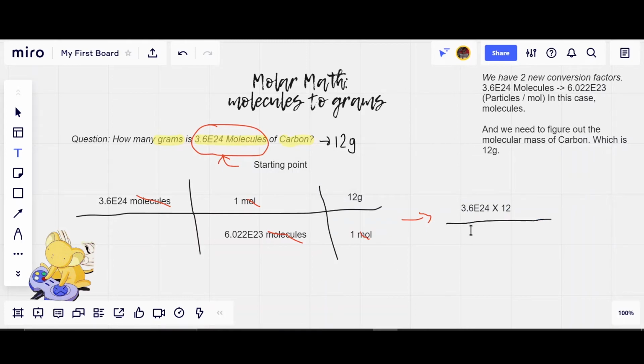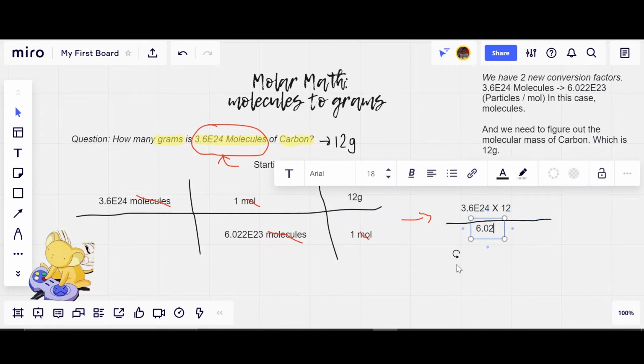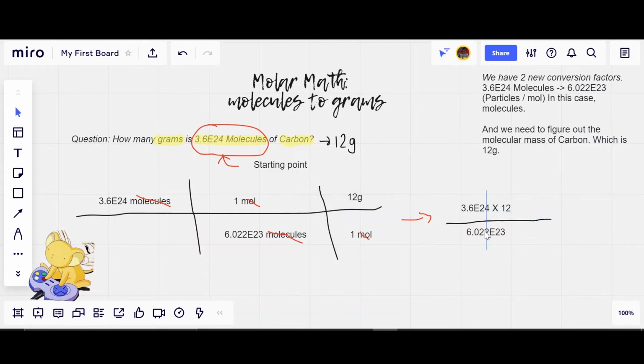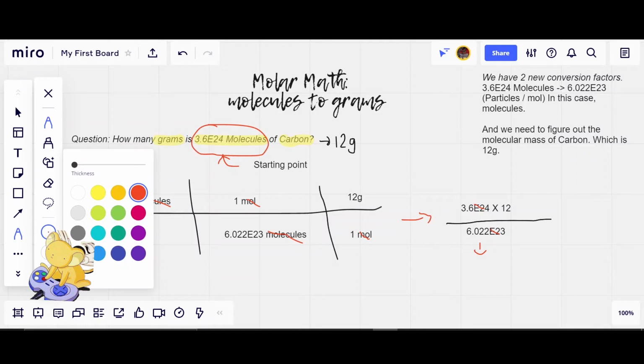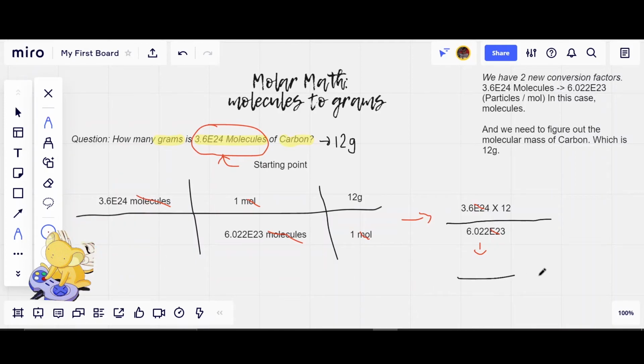With the remaining numbers, we can rewrite our equation, so on the top it's 3.6e24 times 12 over 6.022e23. To make things simpler, we can subtract e24 from e23. So, we are now left with 1e, which equates to 10. So our new top is 3.6 times 10 times 12 divided by 6.022.